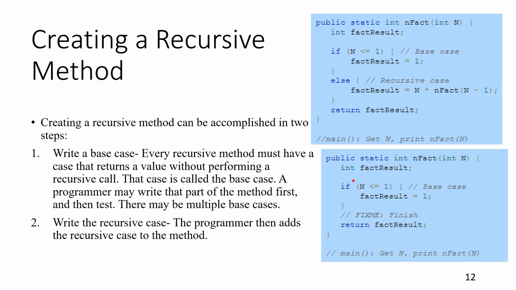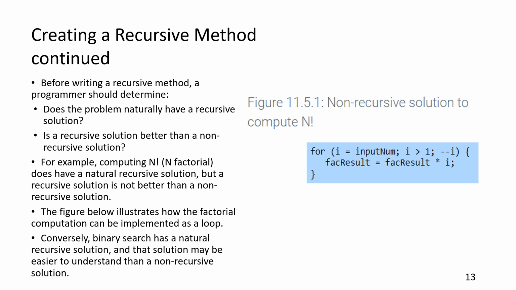And the second step is to write a recursive case. Then the programmer basically adds all the recursive calls that have to be performed to the method. We can see an example of the recursive case, creating a recursive method, in the pictures on the right.